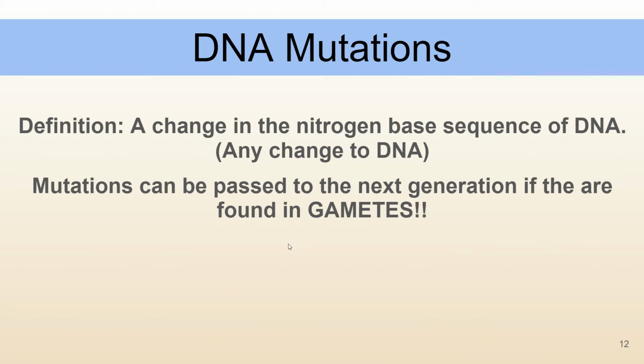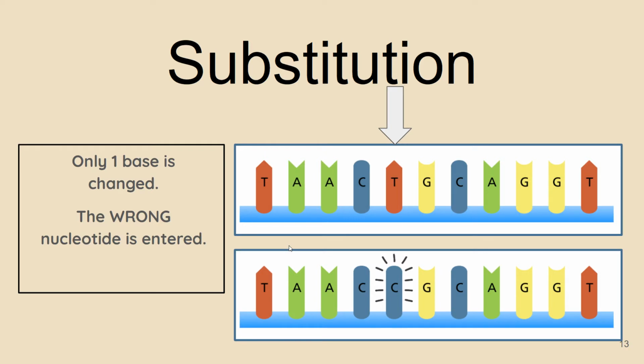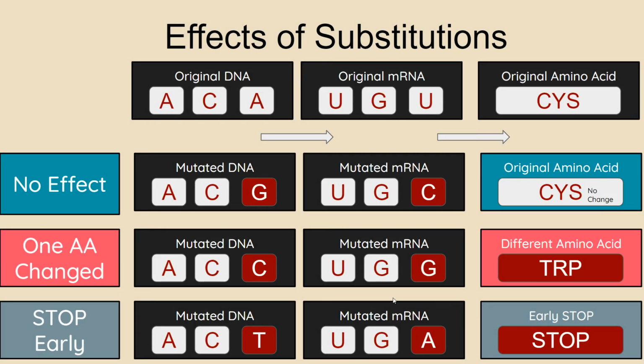And so let's take a look at the different types of mutations that we can have. A substitution mutation is the easiest mutation that you can have. It's simply when one letter is substituted out for another letter. So in this case, the T that was in the original DNA was subbed out for a C. So there can be 3 different effects of substitution.